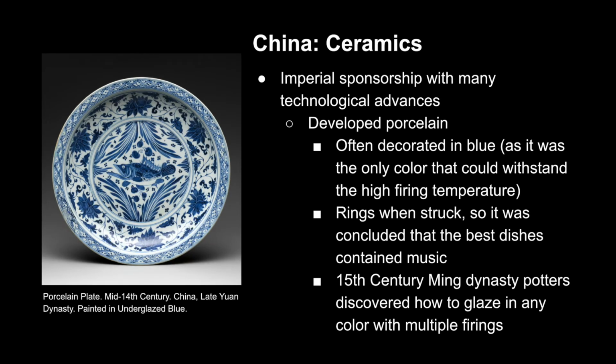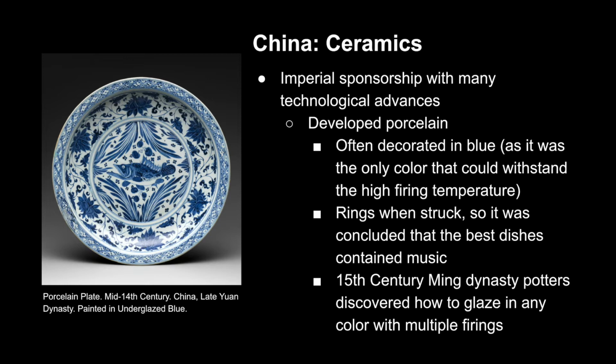The final medium for traditional Chinese art is ceramics, which was able to advance technologically due to imperial sponsorship. One such innovation included the development of porcelain. Chinese makers noticed that when you struck porcelain, it actually made a ringing noise, so it was concluded that the best dishes contained music. As I'm sure many of us recognize, porcelain was often decorated in blue, and this is because blue was the only color that could withstand the high firing temperature required for porcelain.